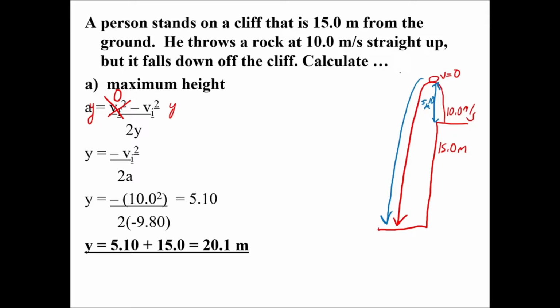This rock will actually fall 20.1 meters when it goes all the way to the ground, because we were already up on top of this hill or cliff, whatever it was. Now let's get time up. And we can get away with using the definition of acceleration, so it's not too bad.